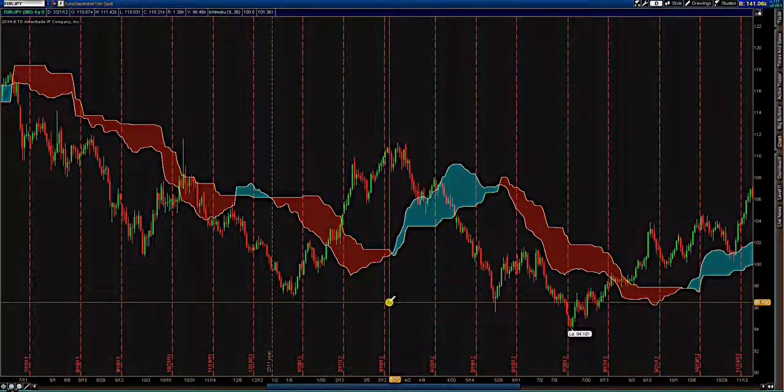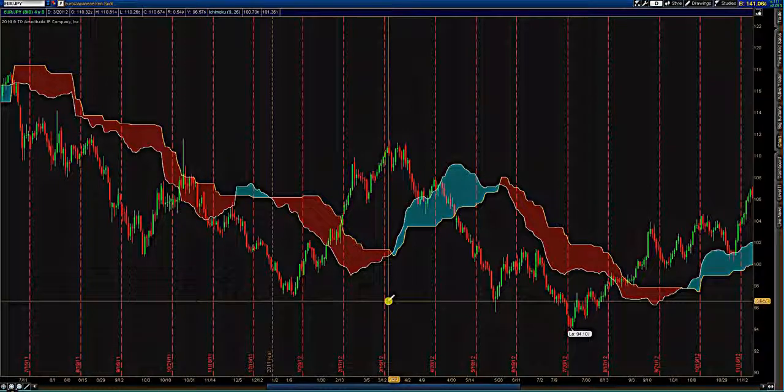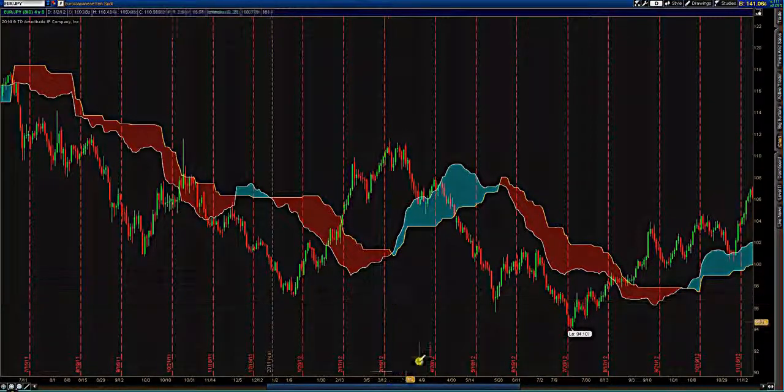Now, Ichimoku, the definition means one look or at one glance. Alright, now the main purpose of the Ichimoku is to give bullish and bearish sentiment, trend strength, support and resistance levels, and basically entry and exit signals.